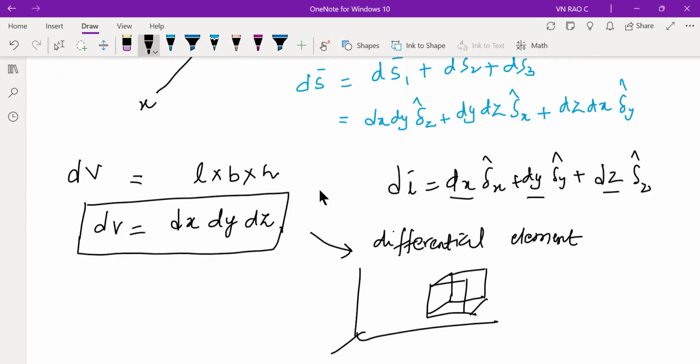Okay, we'll come back to the second one. That means we will take the cylindrical coordinate system. Again, we'll try to obtain differential length, differential surface, and differential volume.